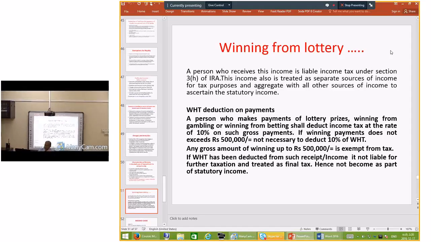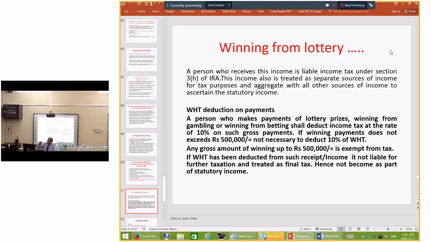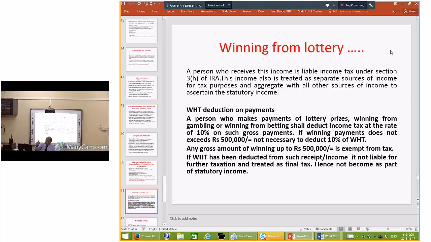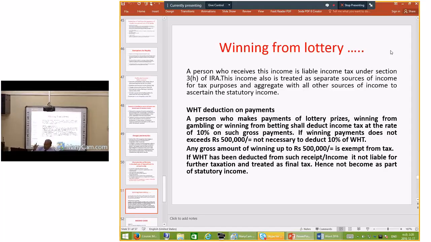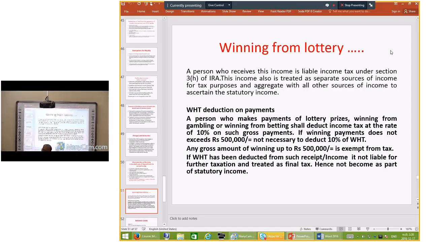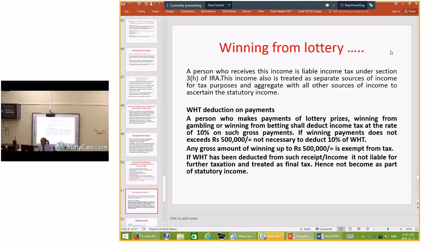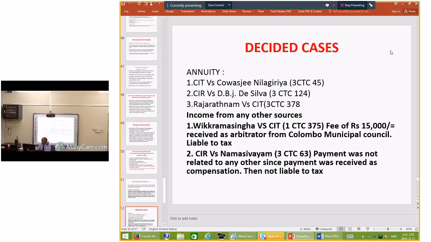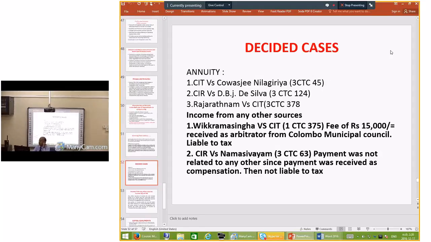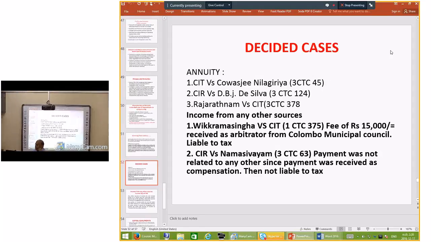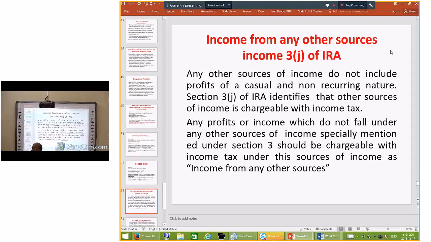Say the individual has a lot of sources of income: trade income, interest income, employment income, dividends, rent and all. In the same way he has received 300,000, less than 500,000, in winnings. That does not become statutory income, right?